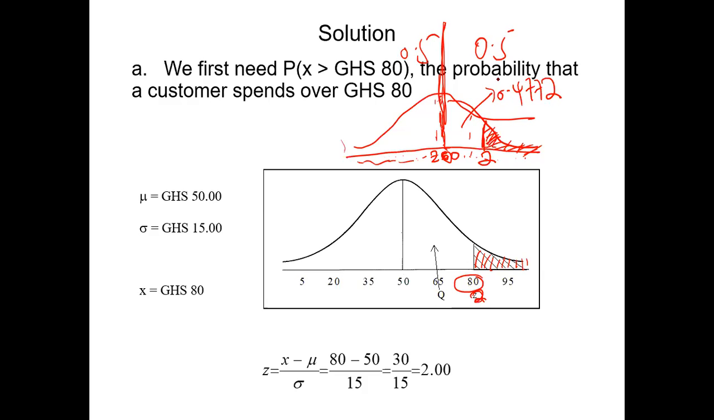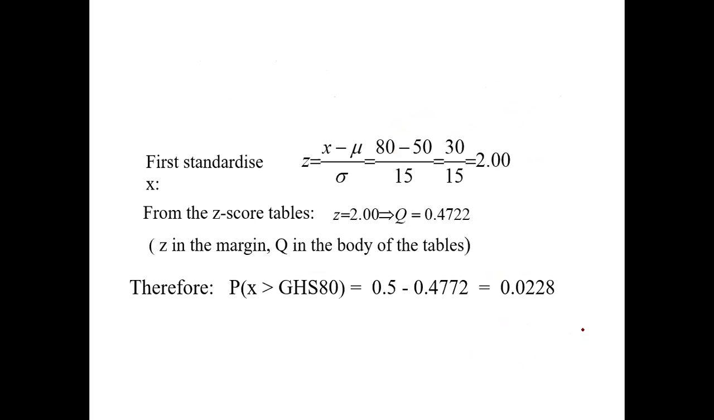We simply subtract 0.4772 from 0.5, then we will get this section. So it will be 0.5 minus 0.4772. And that will give us 0.0228. Okay, 0.0228. All right.